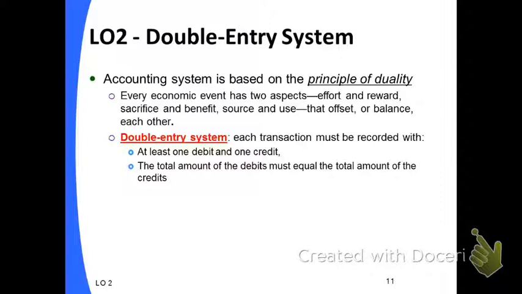It was actually based upon what we call the principle of duality, meaning all accounting systems are based on 2 transactions or 2 accounts at a minimum being affected by each transaction. We must record at least 1 debit and 1 credit so that the monetary value of the debits and the credits are equal. The whole system must always be in balance. Every economic event will have 2 aspects, an effort and a reward, a sacrifice and a benefit that offset or balance each other. The total amount of the debits will equal the total amount of the credits.